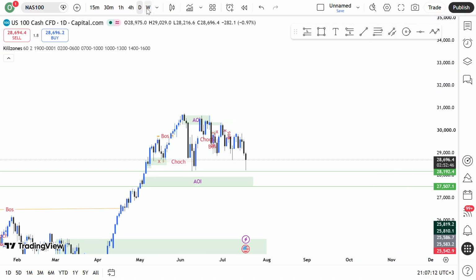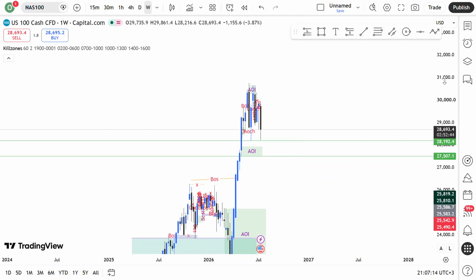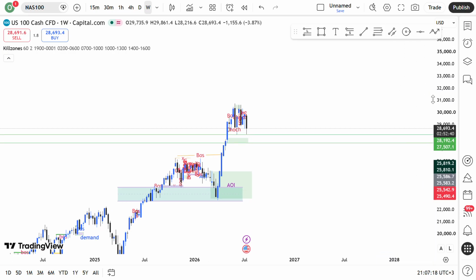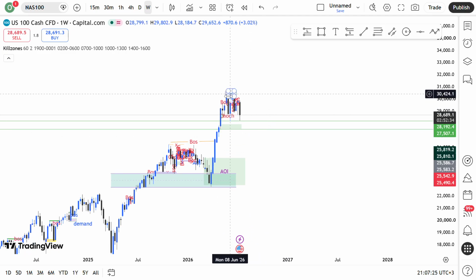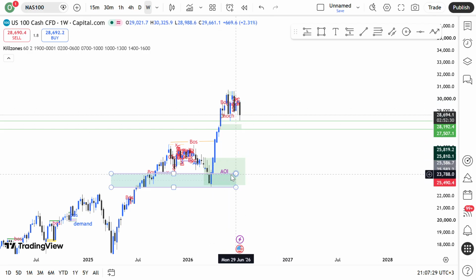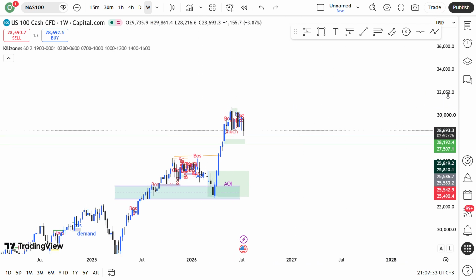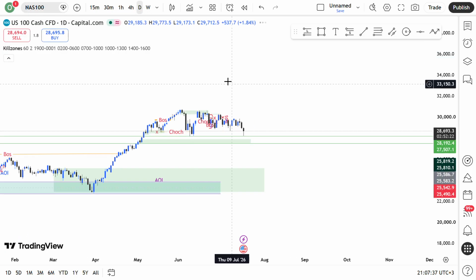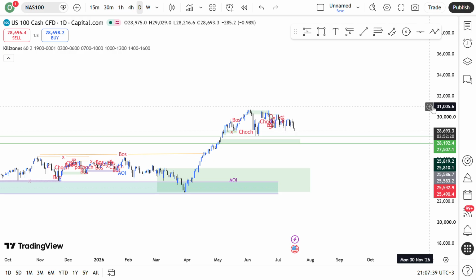So on a weekly time frame, you can see that clearly NAS100 has been very bullish for a long time, giving us this break of structure as our recent break of structure, and now we are on this retracement coming into this discount area on this order block. That's what we can see from a weekly time frame. Let's jump into a daily time frame and see what the market has for us.